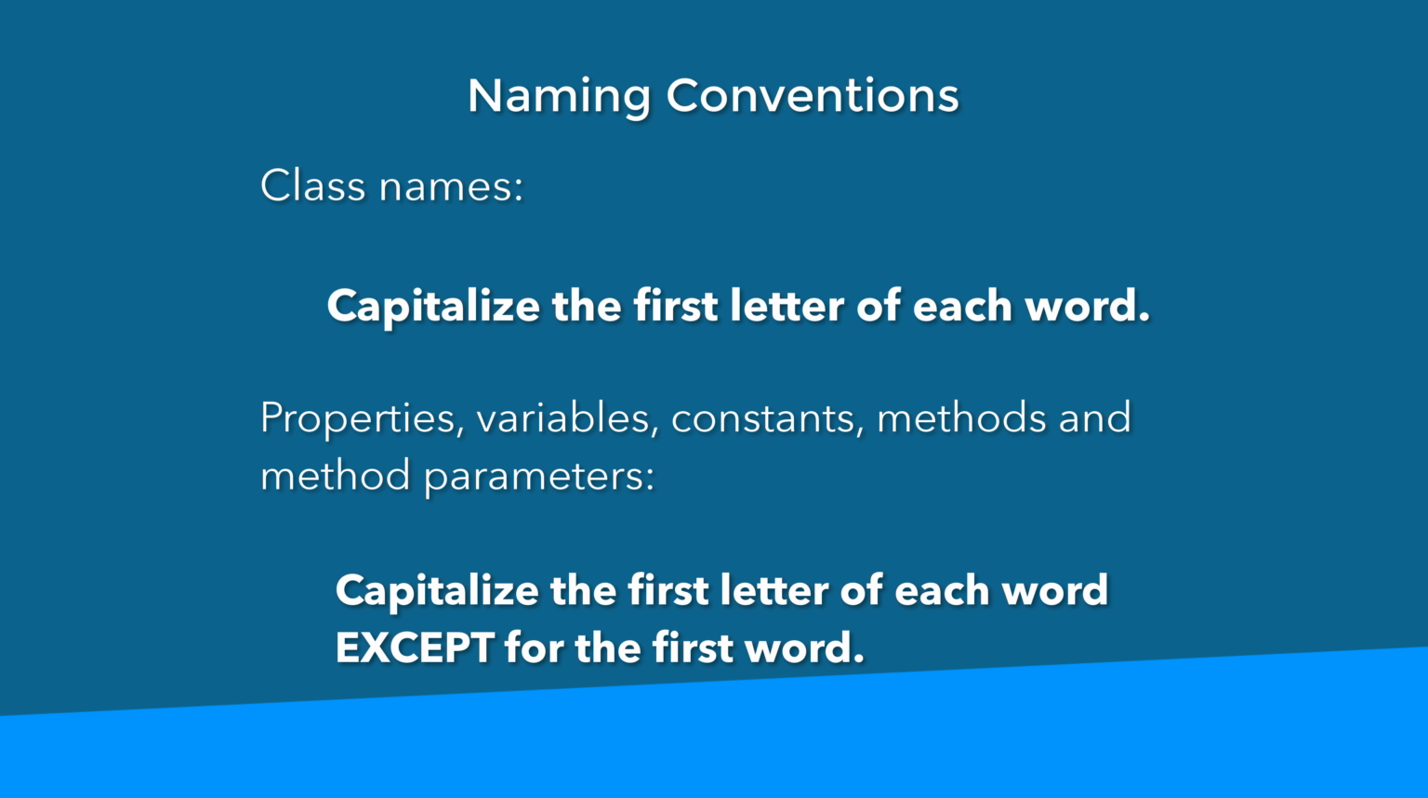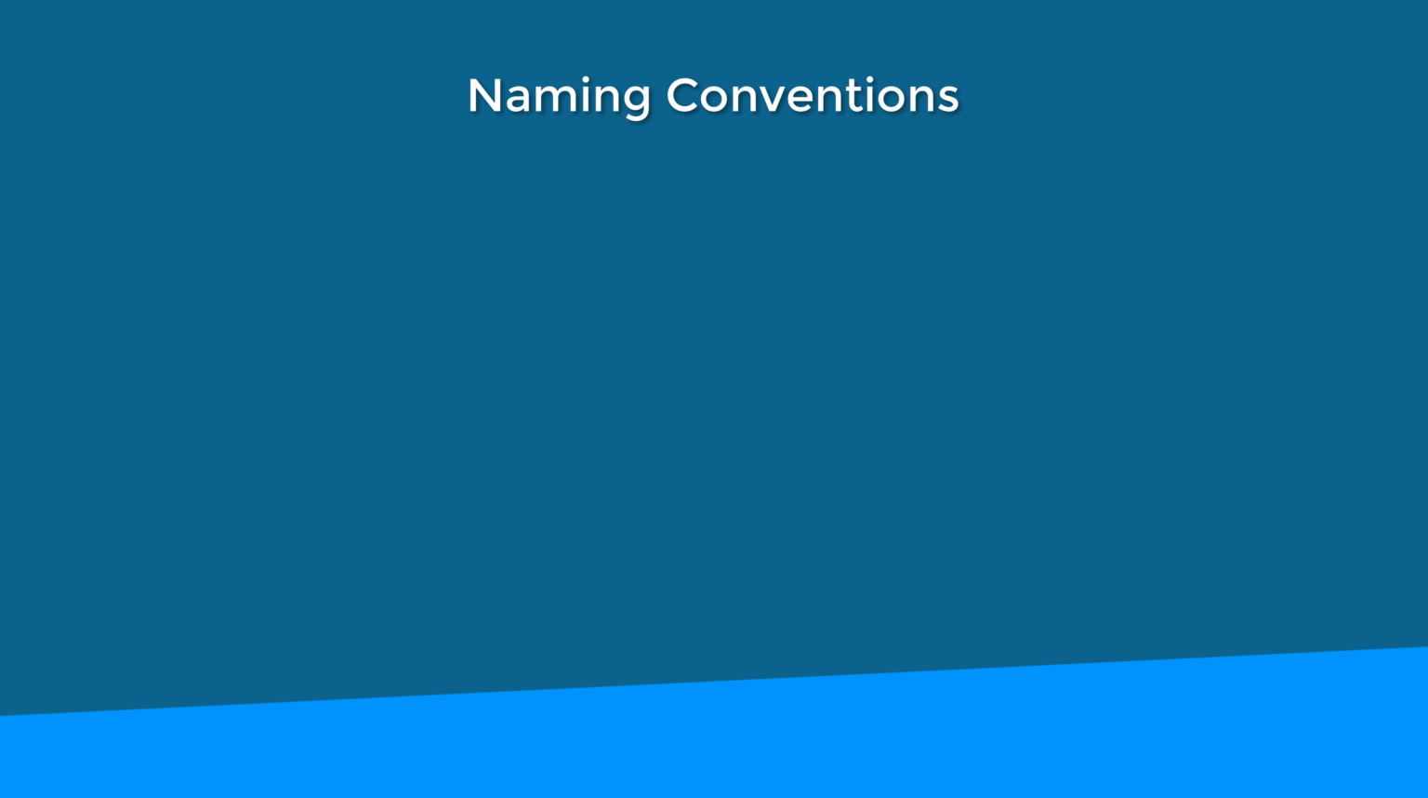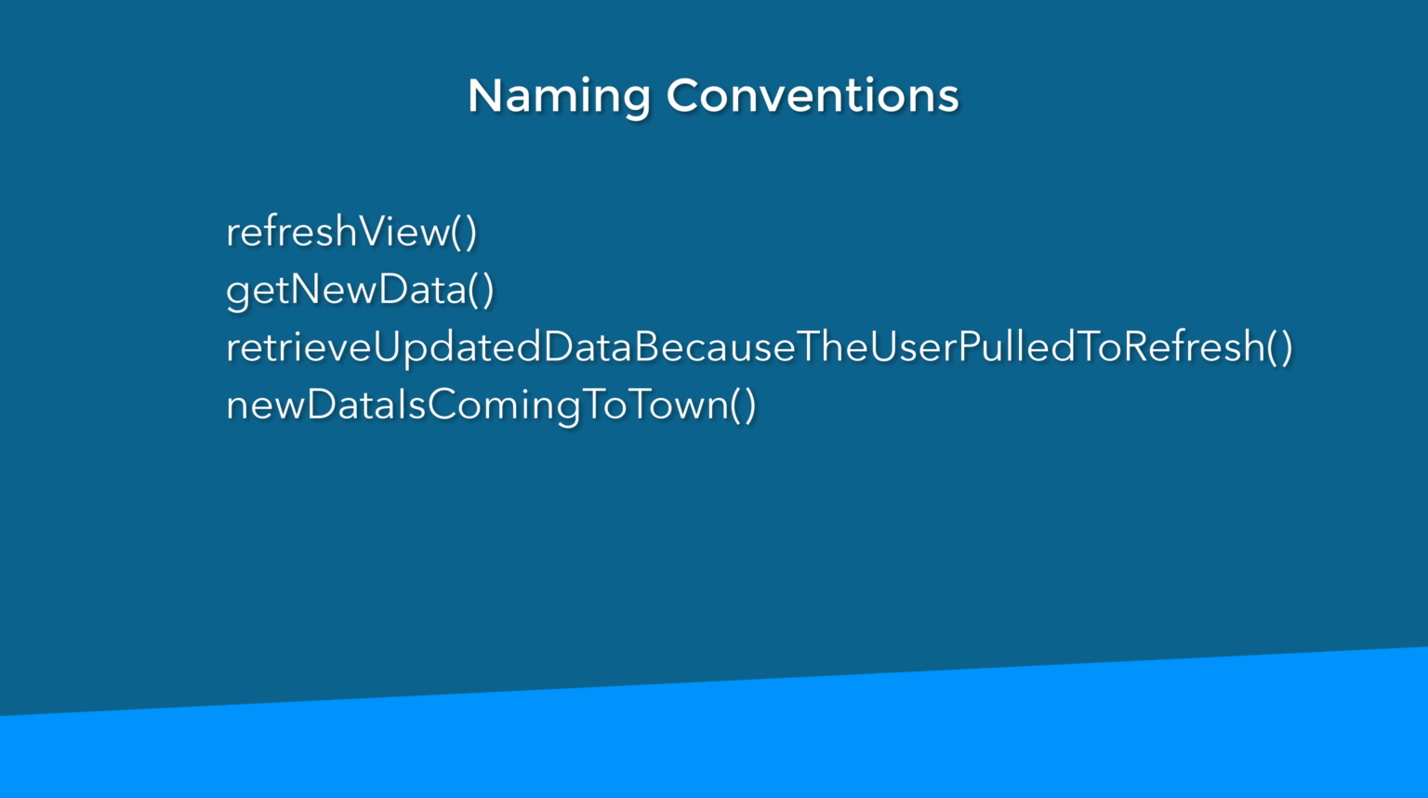That was the easy stuff, but there's another aspect of naming that is a bit more subtle. Take, for example, you have a news app, and there's a method that will be used to refresh the data in the view. Well, how do you name it? Do you call it refresh view? Get new data? Retrieve updated data because the user pulled to refresh? Or how about new data is coming to town? That's the one, isn't it? Do you see what I'm saying?